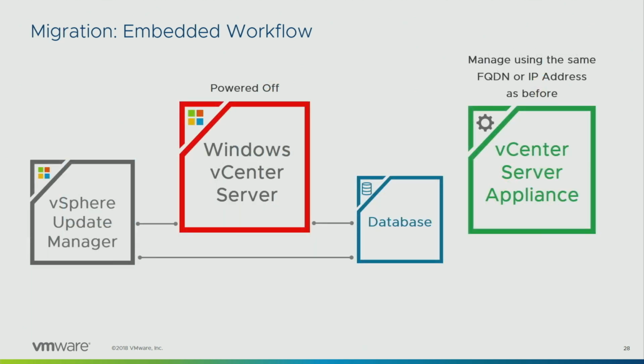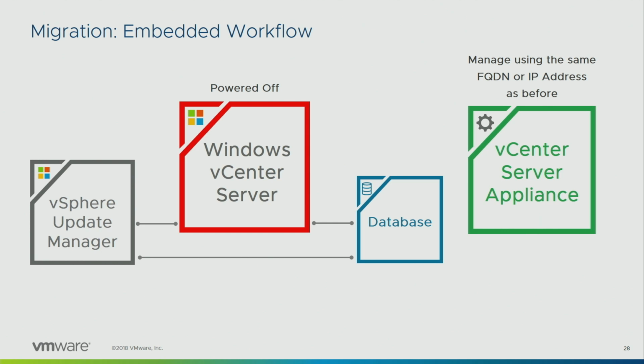So now that we've migrated to the VCSA, what we wind up doing is we power off the Windows vCenter server during the migration process. And the reason for that is we don't want conflict, right? Because we're retaining that identity. So we're going to be able to use the same name, FQDN, IP address for the appliance like we used to for the Windows box.